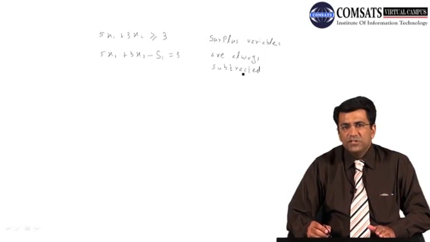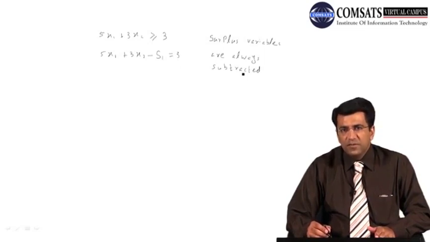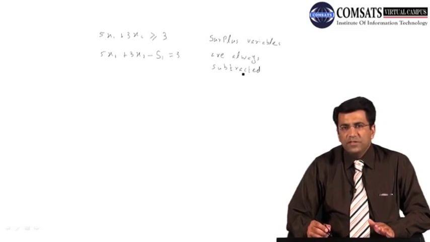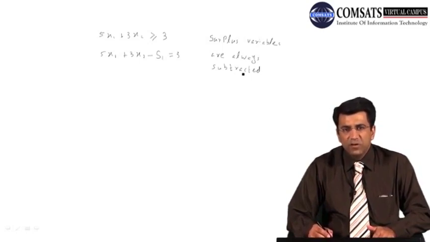So class, we have just discussed two important concepts: the slack variables and the surplus variables. If we have an inequality in the less than or equal to form, we add the slack variable, and if we have an inequality in the greater than or equal to form, then we subtract the surplus variable from that inequality.